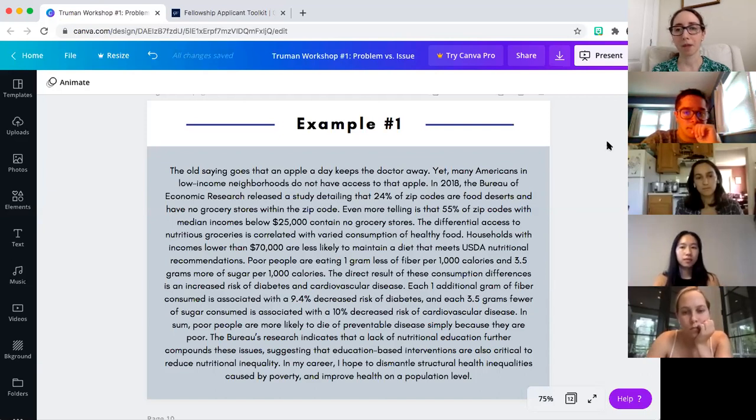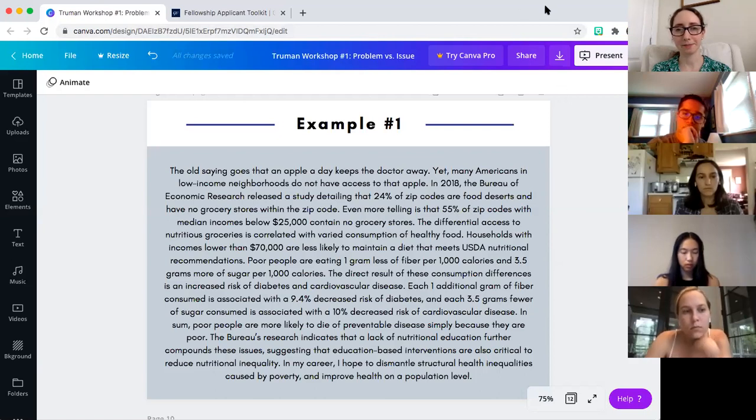Okay, I would love to know anything that struck you about this example. You can either chat it or unmute yourself. I'm just curious what you thought was really great about this, or what struck you about this example. Would love to reflect on this.